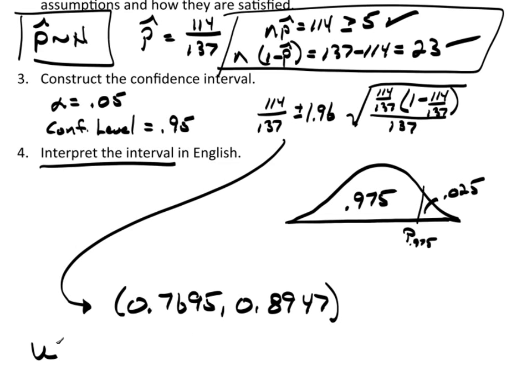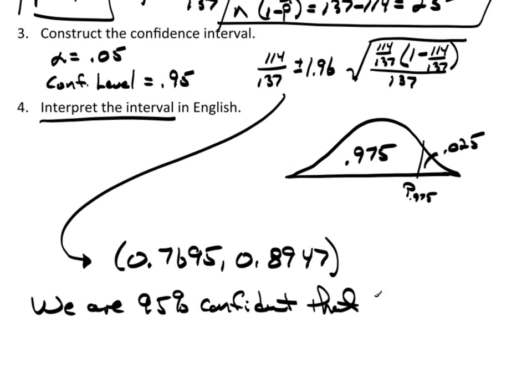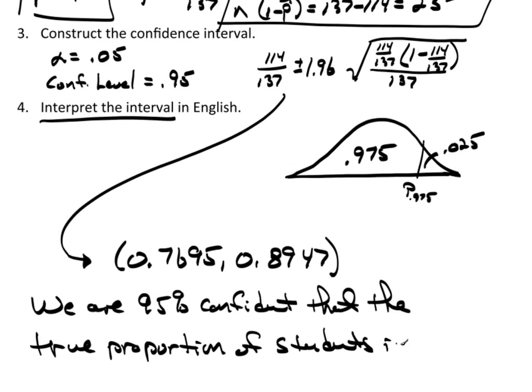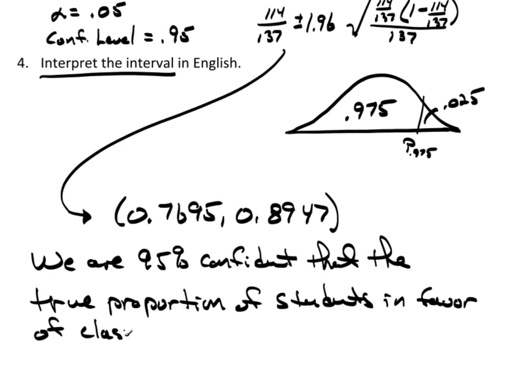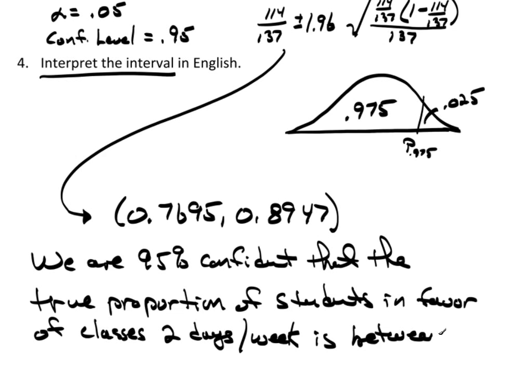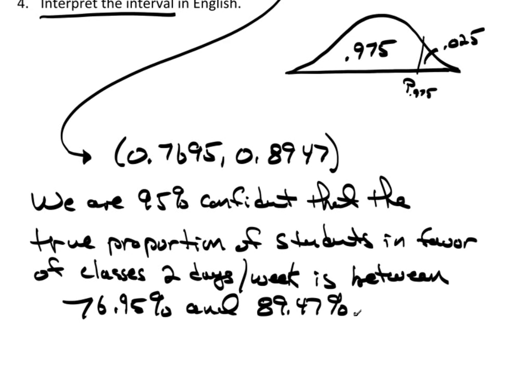So now I can interpret the interval in English. What does it mean? What it means is we are 95% confident, or you can say certain if you like the word certain better, that the true proportion of students in favor of classes, I'm going to say 2 days a week, is between 76.95% and 89.47%. That's how you interpret this in English.